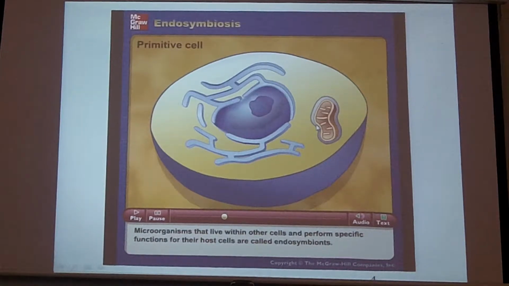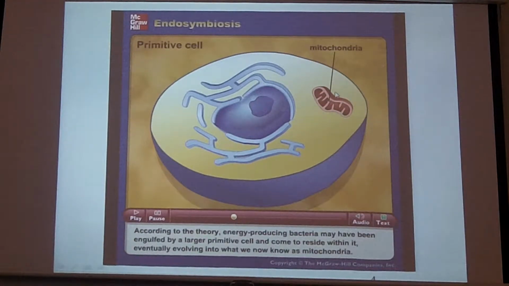How do we know that they were once free living bacteria? If you look inside a mitochondrion, you'll find DNA in there. Mitochondrions have their own DNA. It's called mitochondrial DNA. So you basically have inside every cell in your body, you have little organisms living kind of on their own that are a part of you.